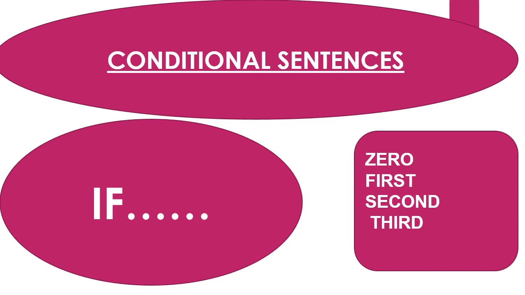Now let us discuss conditional sentences. Conditional sentences are of four kinds. There are mainly four kinds of conditional sentences. These are zero conditional, first conditional, second conditional, and third conditional. And in these conditional sentences we use if clause.